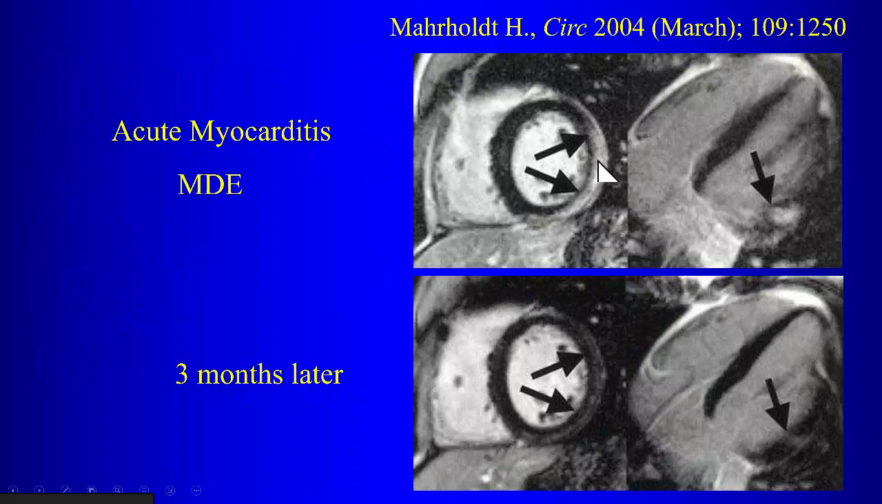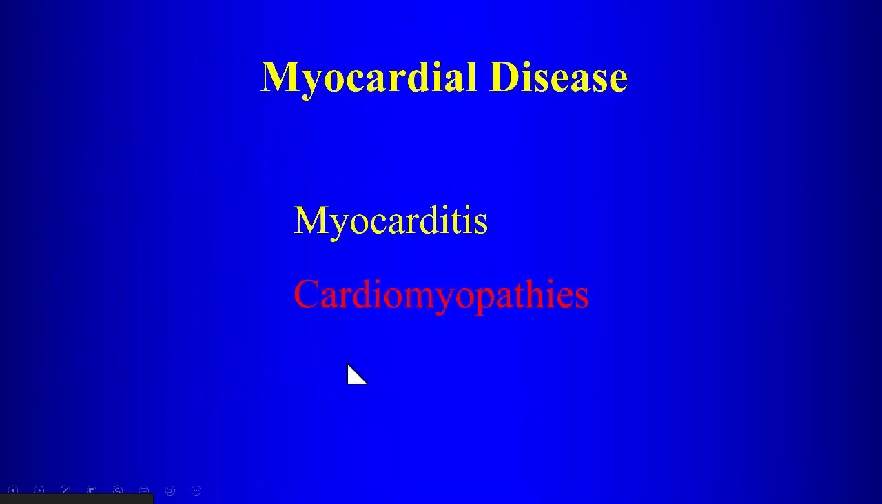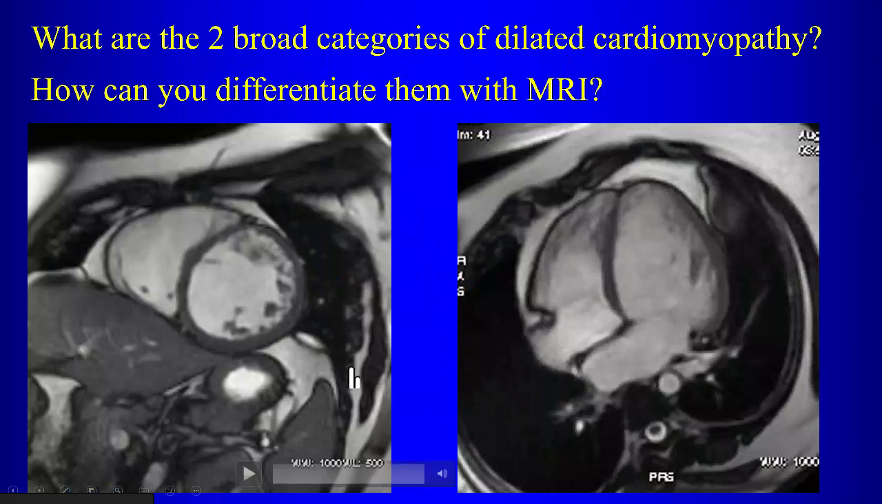Here's an example of acute myocarditis here, and then 3 months later, you can see that a lot of the delayed enhancement has resolved, although there do remain some areas of abnormal enhancement, and that might correspond to fibrotic regions within the myocardium as they develop fibrosis as a sequela of the acute myocarditis. Okay? So let's move on to cardiomyopathies now.